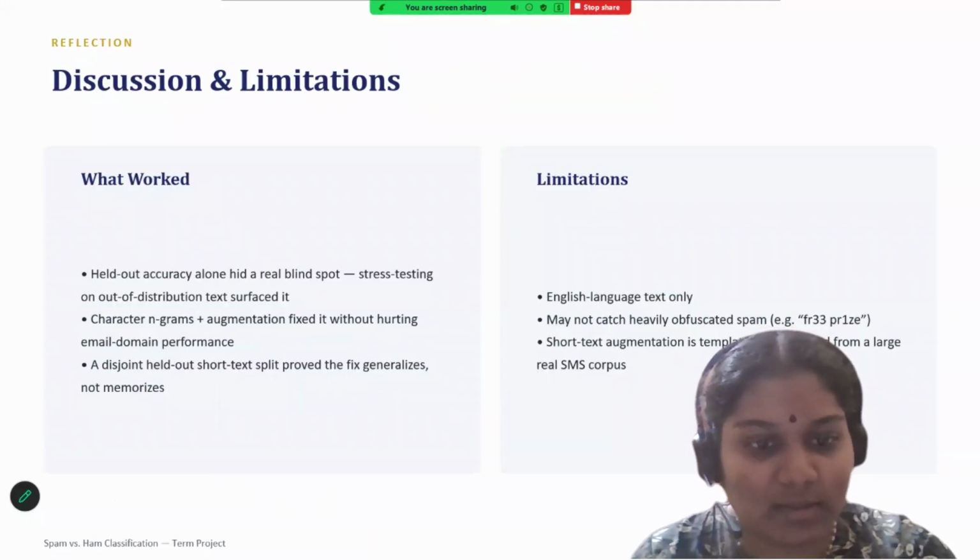Coming to the discussion, for what worked, the stress testing on out of distribution text surfaced a blind spot that accuracy alone hid, and the fix generalized rather than just memorizing templates. I proved that with the disjoint held out split.